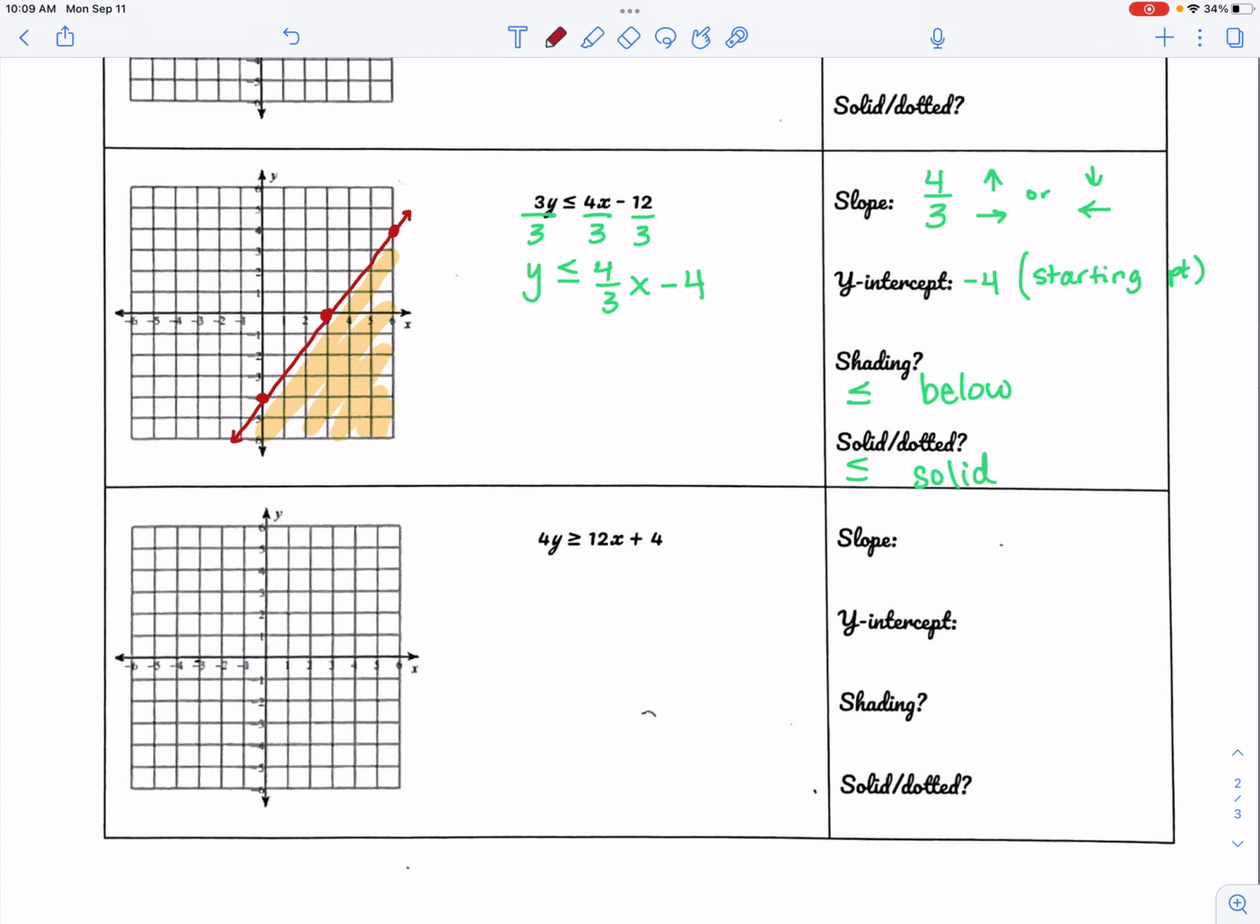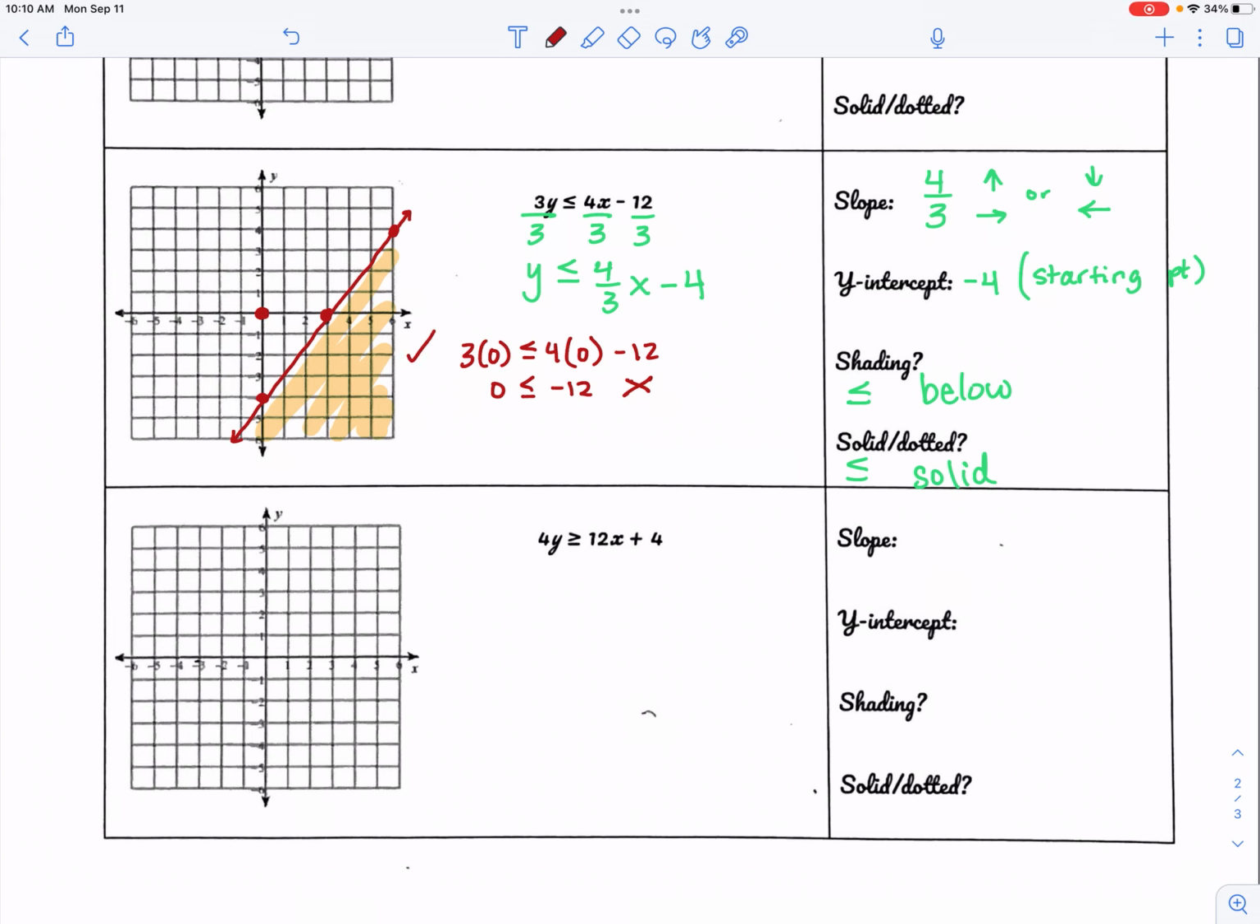So, unlike before, where we tried 0, 0 because it was on the shaded part, if I try 0, 0, since it's not in the shaded part, it should give me a false statement. It should make my inequality not true. So if I do 3 times 0 is less than or equal to 4 times 0 minus 12. 4 times 0 is 0, minus 12 is -12. Is 0 less than -12? No. Which means I should not shade above, I shaded below, which is perfect.